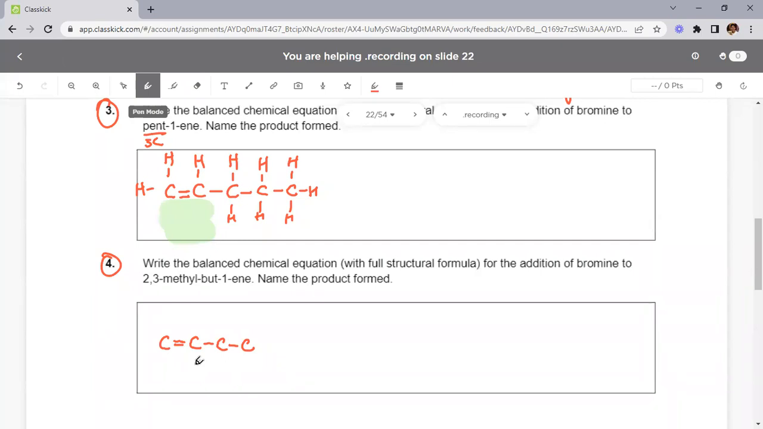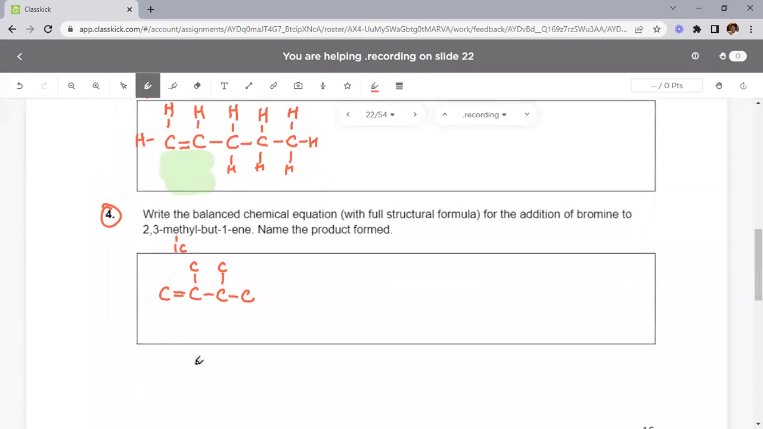2, 3 methyl, that means methyl stands for 1 carbon branching out. So there's 1 carbon branching out on the second carbon. There's another 1 more carbon branching out on the third carbon. Okay, so this is actually your 2,3-dimethylbutene.